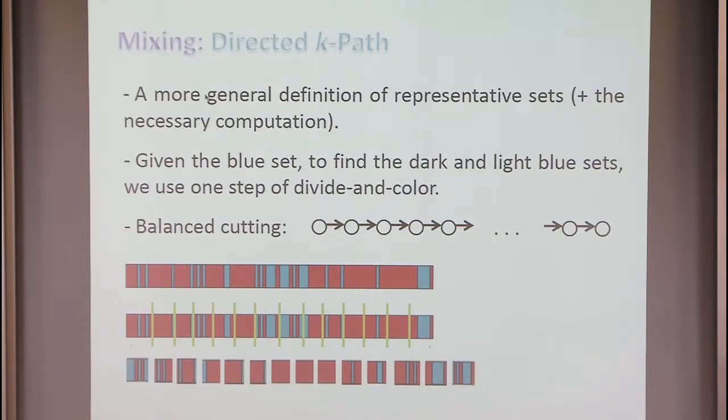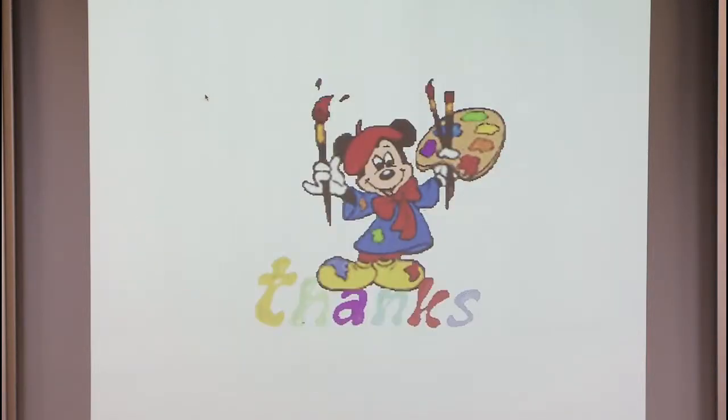Okay, so just to conclude the talk, here I gave you a brief introduction to color coding related techniques. We saw 3 techniques: divide and color, representative sets, and narrow sieves. And at the end, I gave you just one example of how we can combine ideas from these techniques. Thank you.